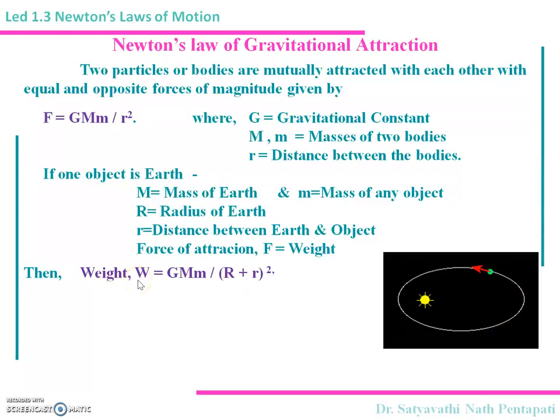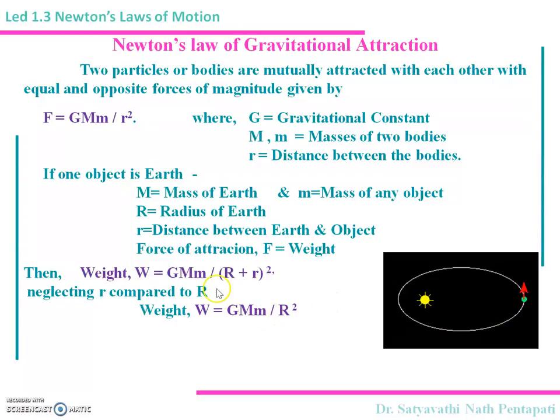Why W? Why not F? Because the force of attraction between earth and object is nothing but the weight of the object. That is why the law can be written as W equals GMm upon R plus r whole square. But compared to the radius of the earth, the distance of the object from the earth is very, very negligible. So, we can again rewrite this statement as W equals GMm upon R square. We are neglecting the value of small r.